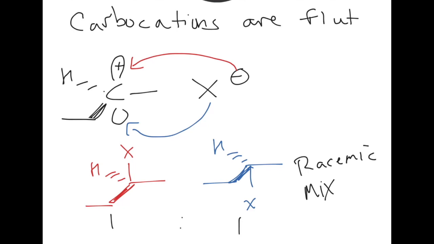Right? Since it's flat, there's nothing to bias which side the nucleophile comes from. It just comes from whichever side it happens to be on at that time.